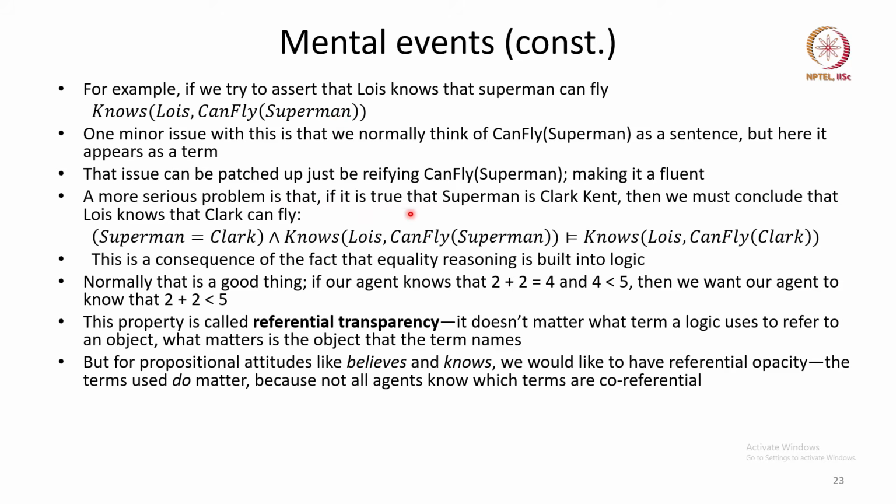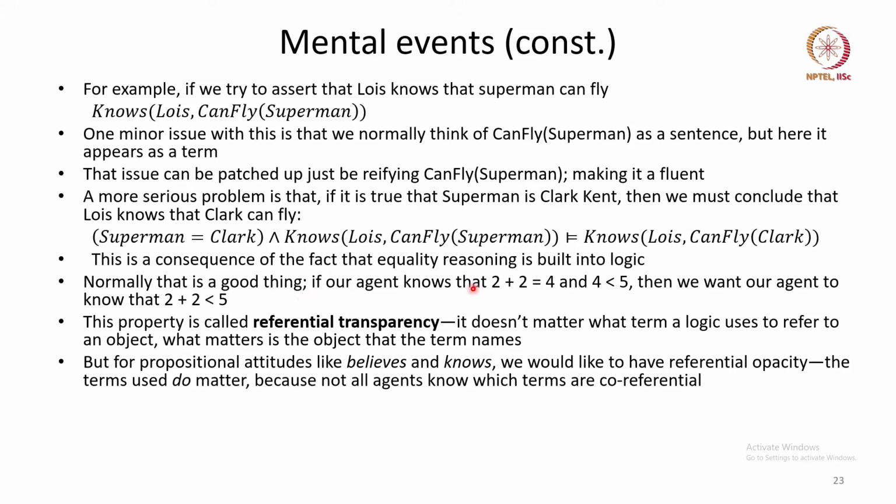You should also be able to conclude by using this type of thing. Okay, so suppose Superman equals Clark and knows Lois can fly Superman, right? Then you can infer from this that knows Lois can fly Clark, right? So here what you are doing is you are inferring the facts from these.